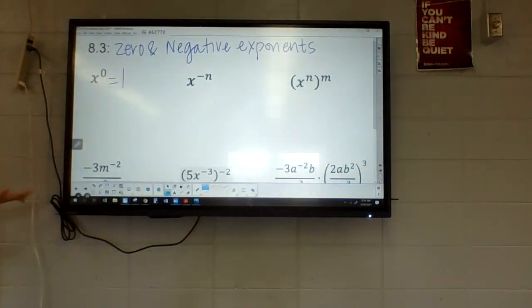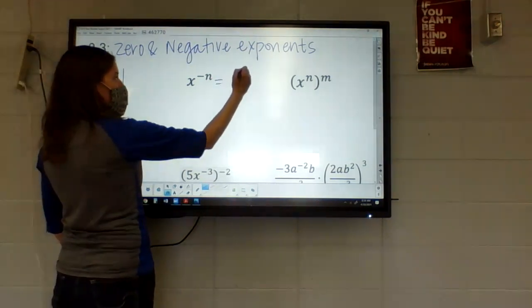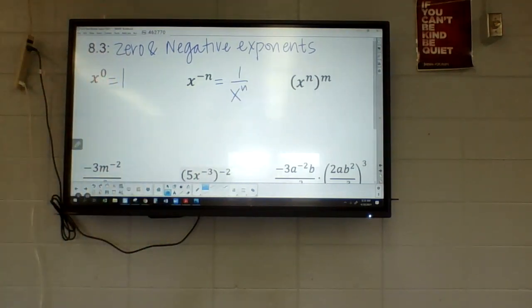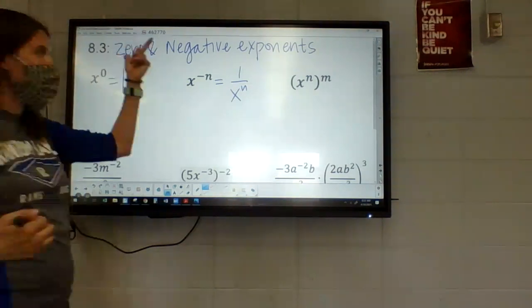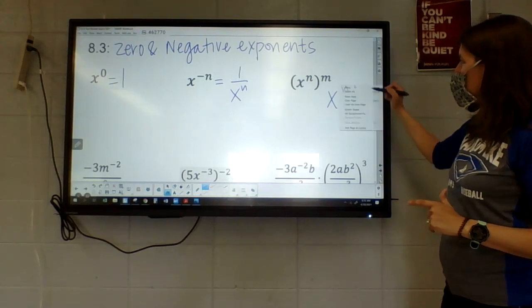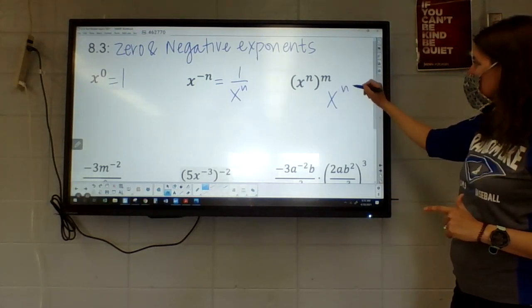So this one's just going to equal 1. That's straightforward. This one we'd move to the bottom and make it positive. That last one, the power to a power, we talked about that up there. We'd multiply those exponents together.